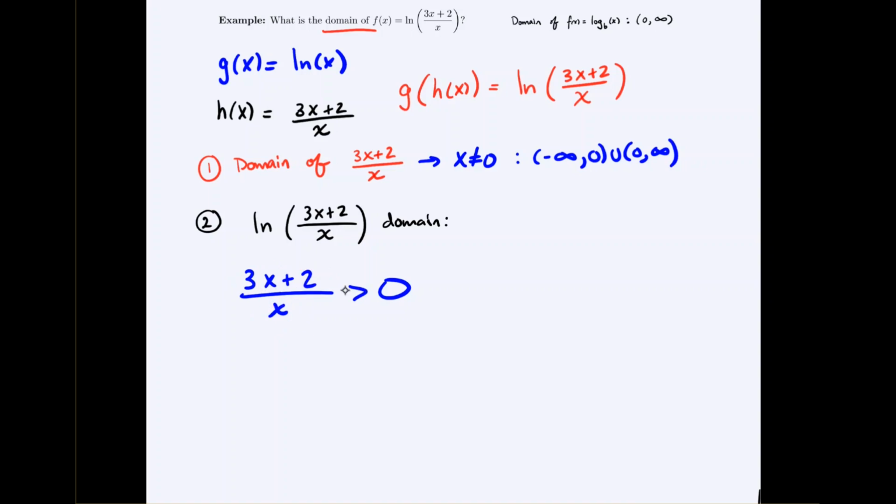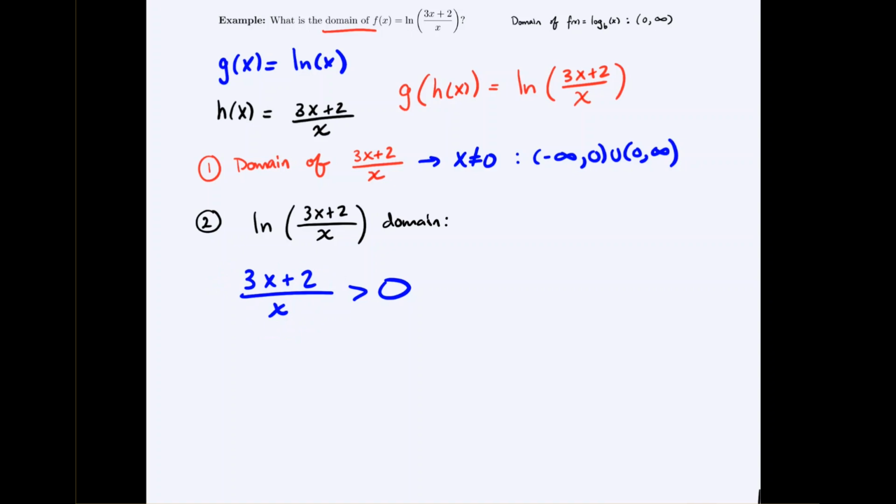But we know the only way for the whole fraction to stay positive is if the top is positive and the bottom is positive, because positive divided by positive stays positive, or alternatively, the top is negative and the bottom is also negative, because negative divided by negative stays positive. What we can't have occur is the top being positive and the bottom being negative. That would send the whole fraction negative. Or the top negative and the bottom positive. That would send the whole fraction negative.